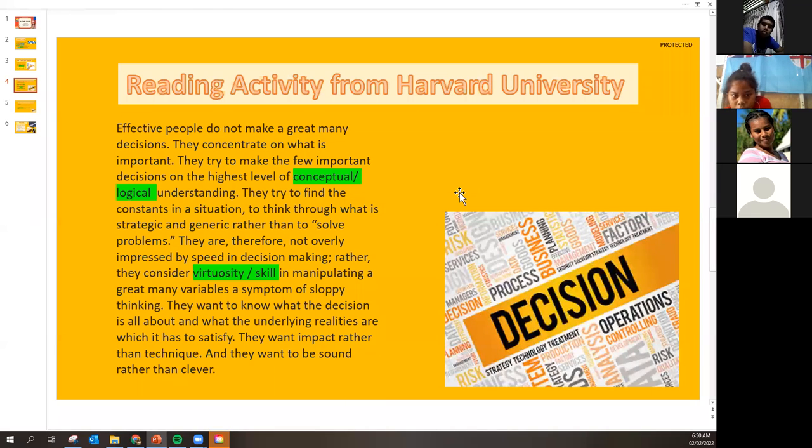So some of the words here, so conceptual. What does the word conceptual mean? So conceptual also means logical. All right. So you can write the highlighted words down just for your learning. So conceptual, it's an adjective, and it basically means your mental thoughts, like your understanding. Okay, so mental, like logical understanding, so conceptual.